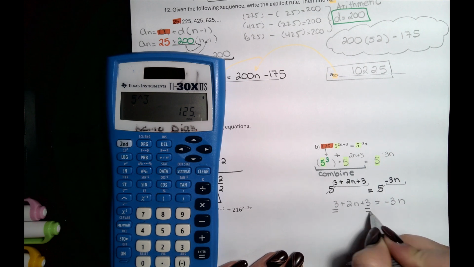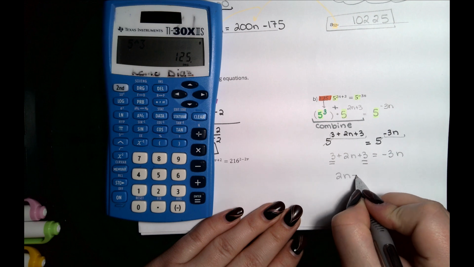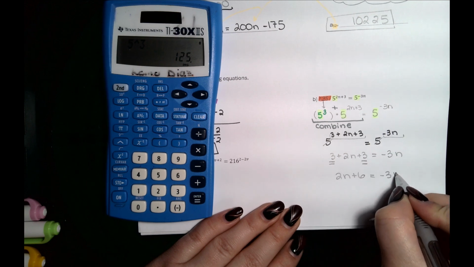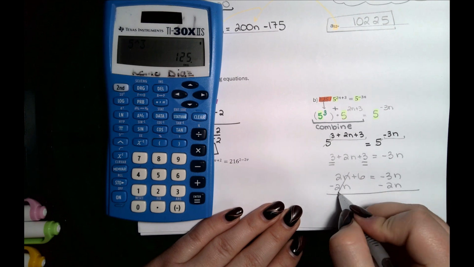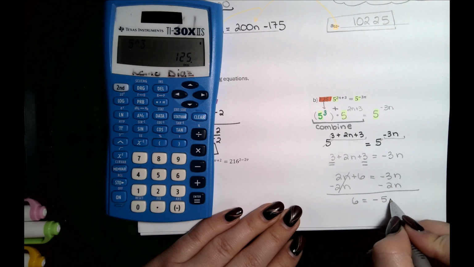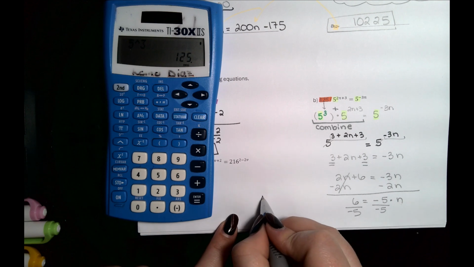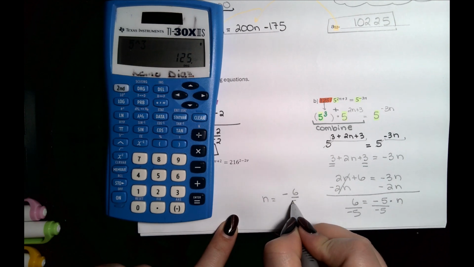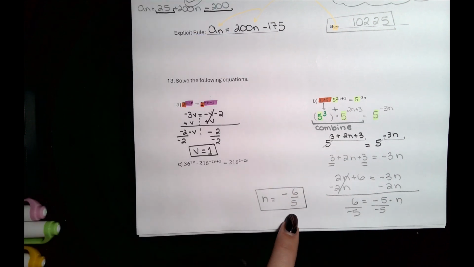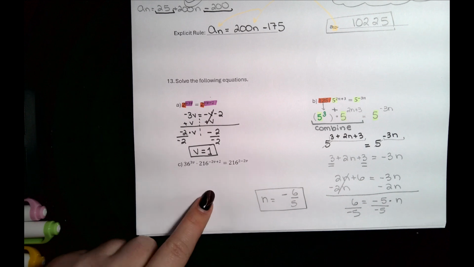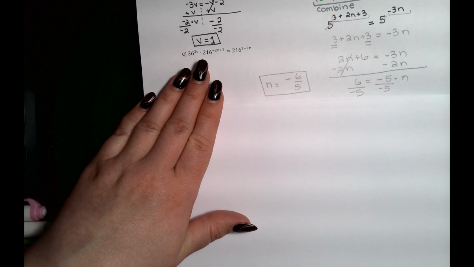Combine like terms on the same side first. So we have 2n plus 6 is equal to negative 3n. I'm going to subtract 2n on both sides. 6 is equal to a negative 5 times n. Divide by negative 5, divide by negative 5, running out of space, n is equal to a negative 6/5. If you can simplify your fraction, you must, but it has to remain as an improper fraction. I don't have space for C, so I'm going to move on to a separate sheet of paper and copy down that last example.